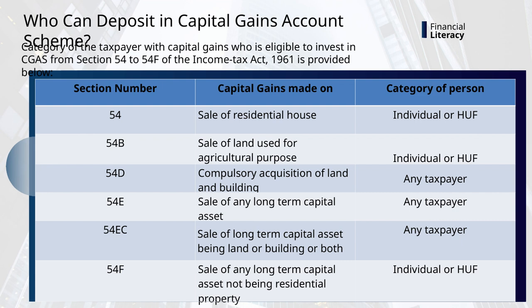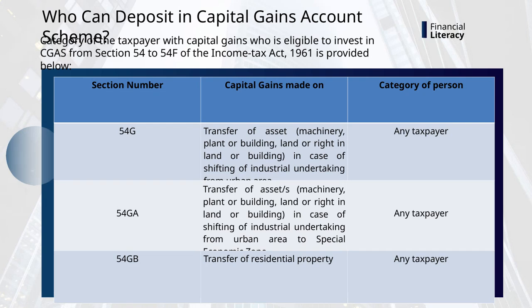Recognizing these specific sections helps us understand who can make use of this scheme and plan accordingly. Now, let's take a look at who can deposit in the Capital Gains Account Scheme, or CGAS. This scheme is designed for certain categories of taxpayers who are making capital gains and want to save on taxes by investing in specified ways. Specifically, under Sections 54 to 54F of the Income Tax Act, 1961, the eligible taxpayers are those who have made capital gains from particular types of transfers.